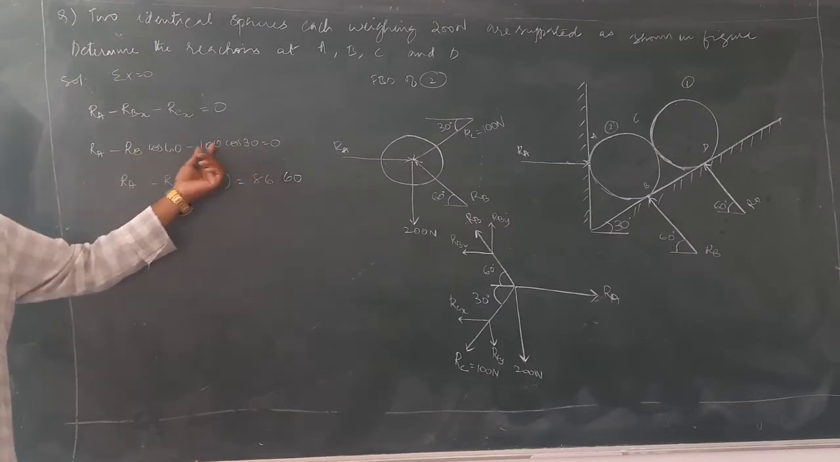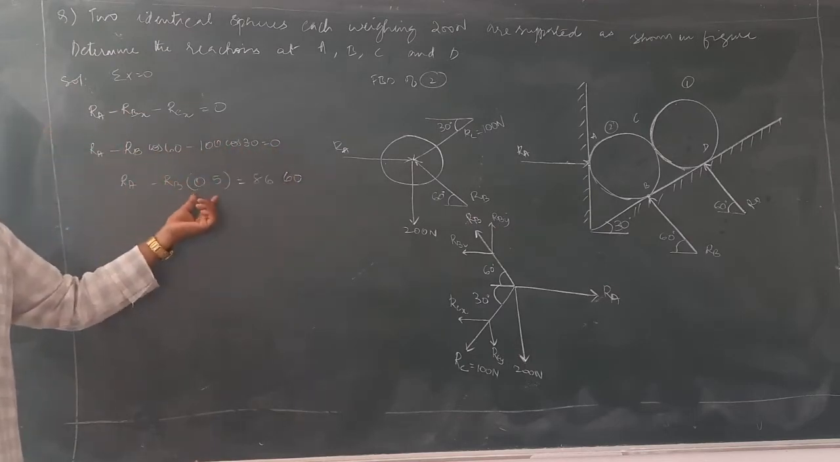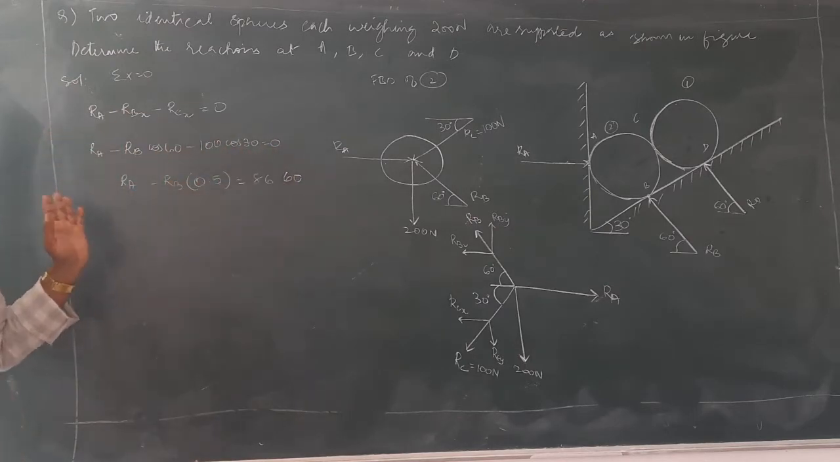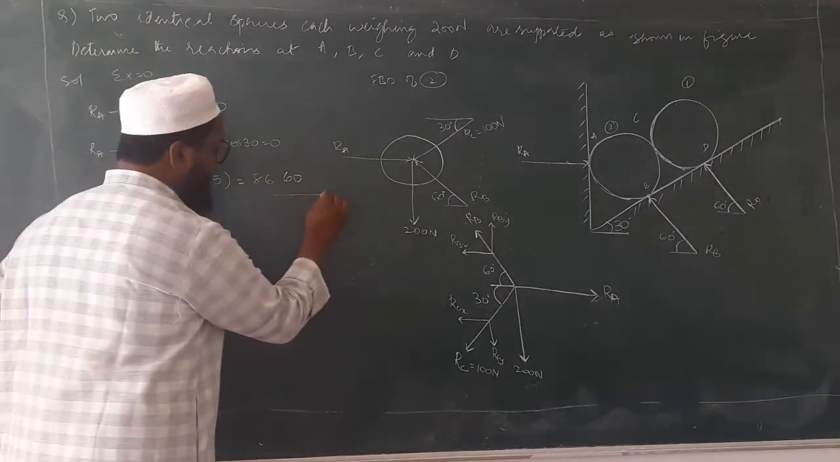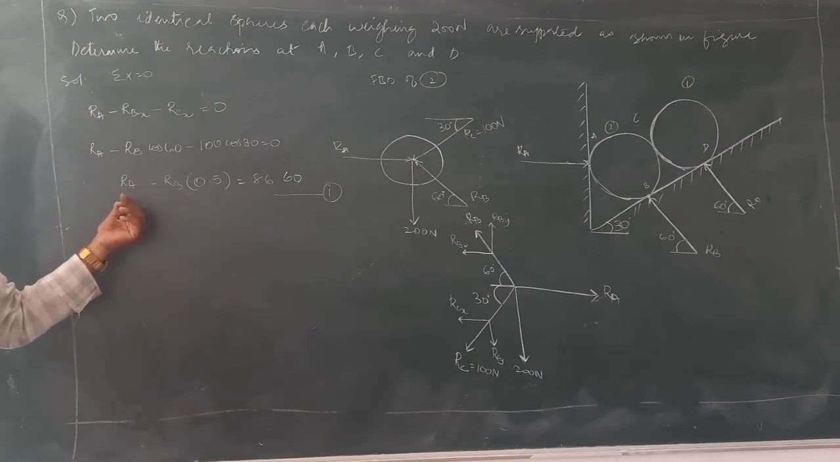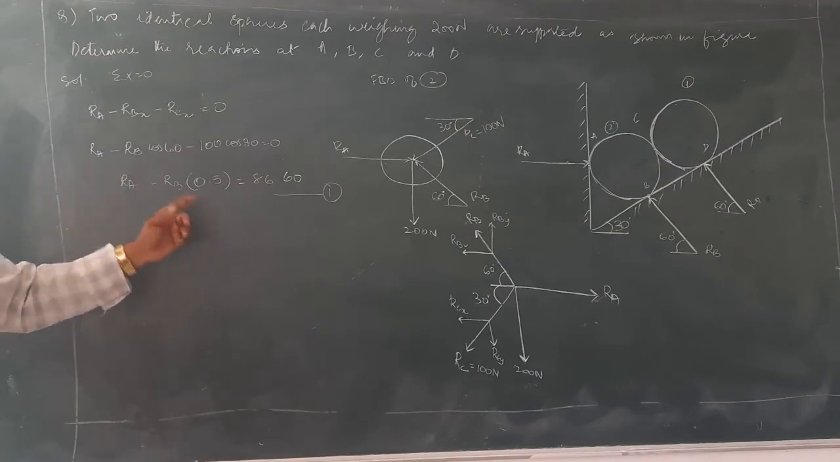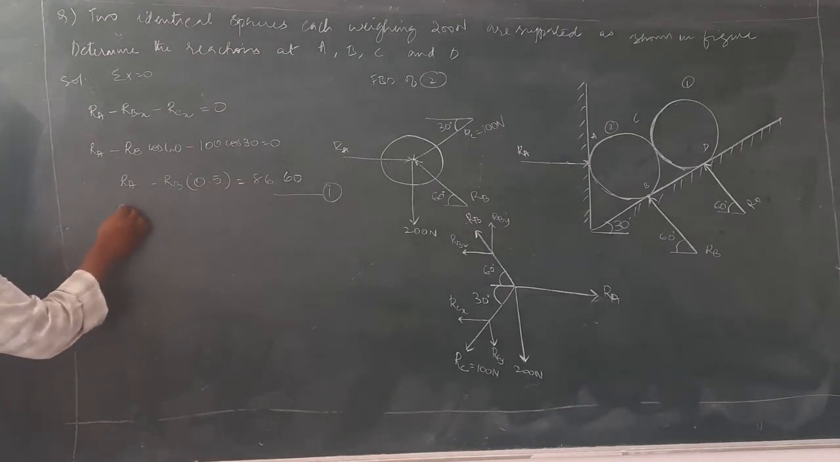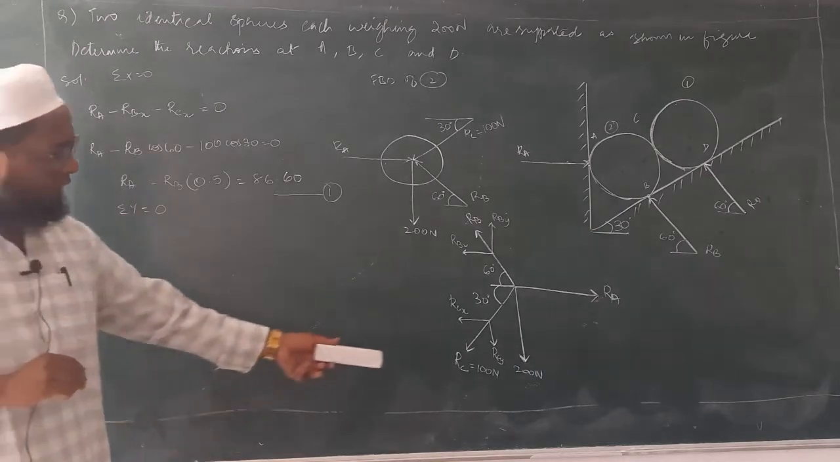So 100 into cos 30 I have sent towards the right hand side. All these terms are there on the left hand side. We will name this equation as equation number 1. We cannot solve this problem further, isn't it? We don't know RA and even we don't know RB. But we have one more equation, that is sigma y is equal to 0. So see here how many unknown forces we have here?